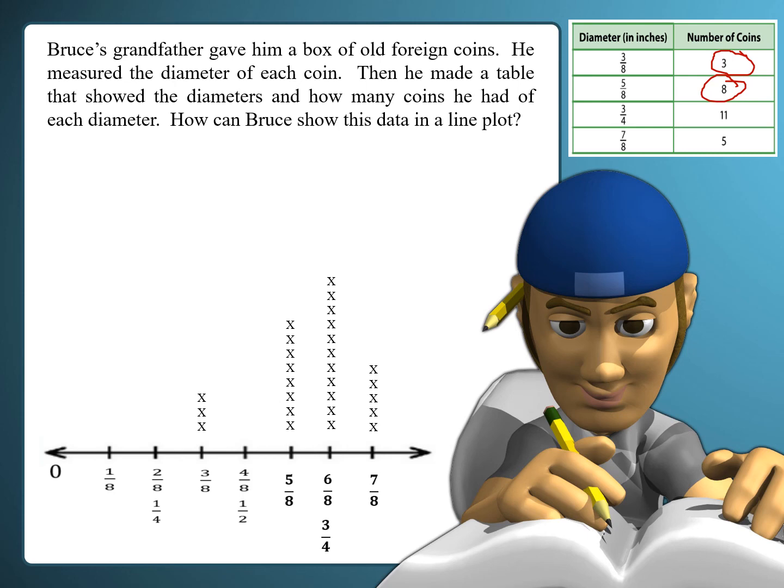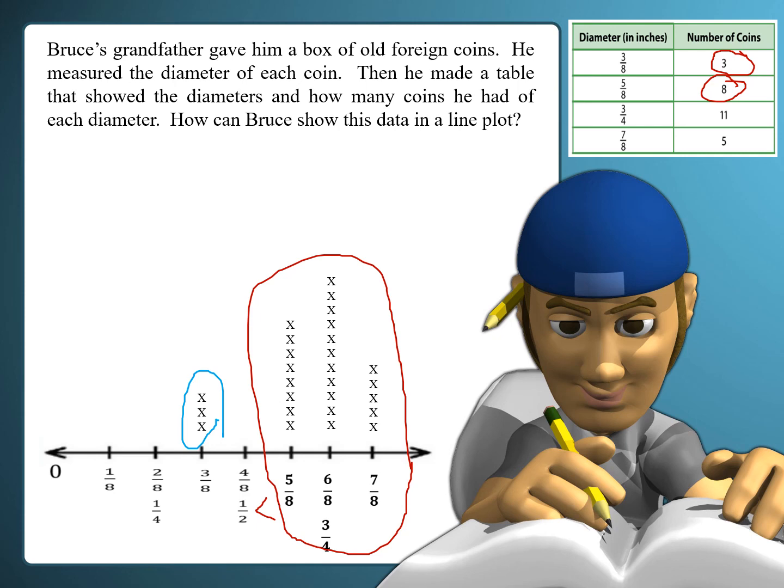Now, a question you might get related to this data and interpreting it is, what can we conclude based on the data? One conclusion that I can make is that the majority of the coins that Bruce's grandfather gave him were greater than 1/2, because the majority of his coins were either 5/8, 3/4, or 7/8 inches in diameter, all of which are greater than 1/2 inch. Only 3 coins were smaller or less than 1/2. So he only had 3 for that.